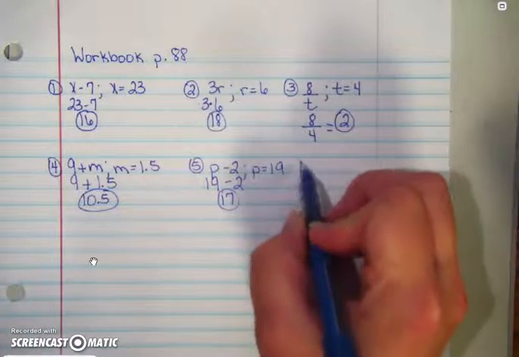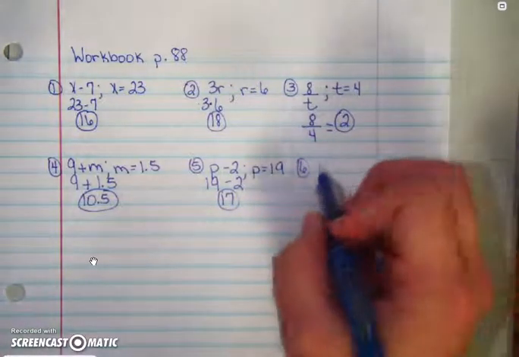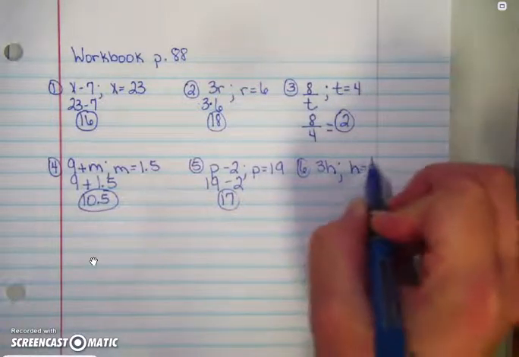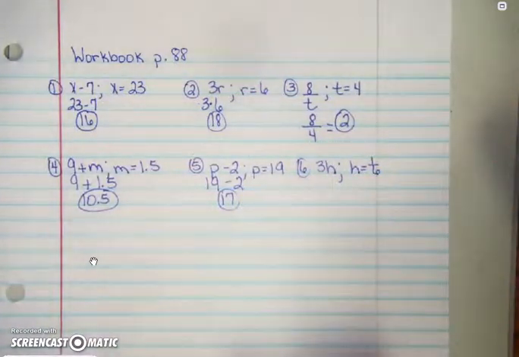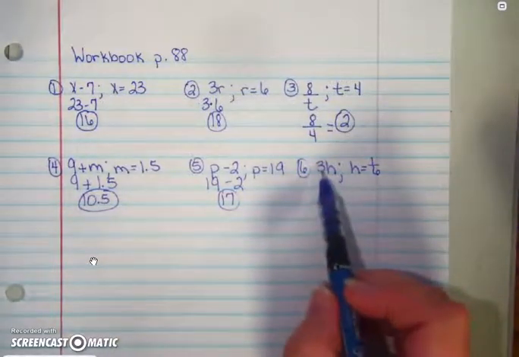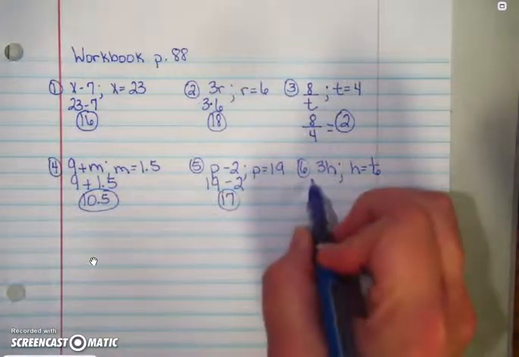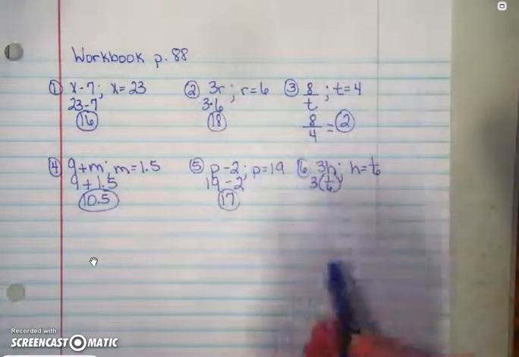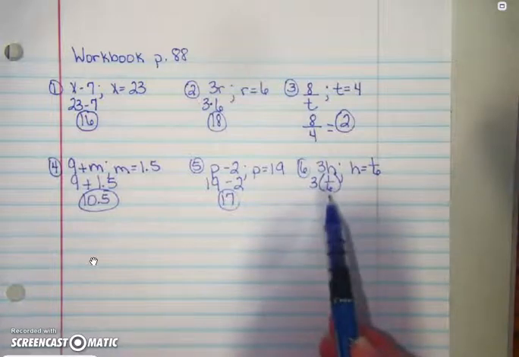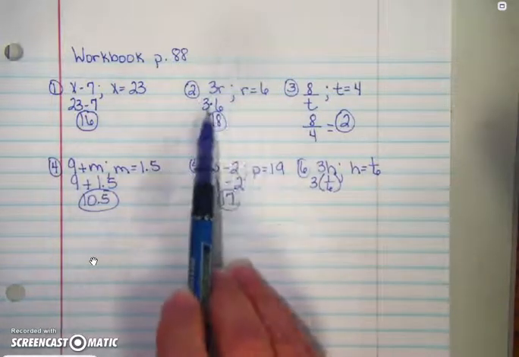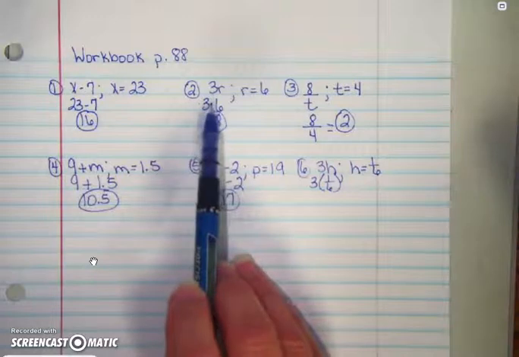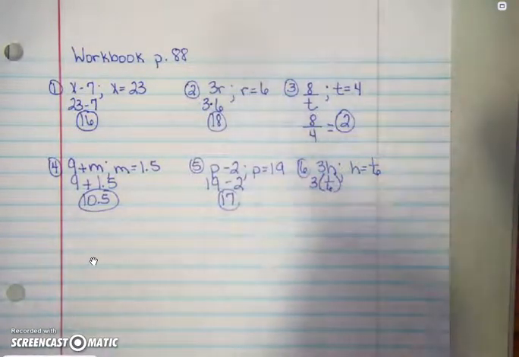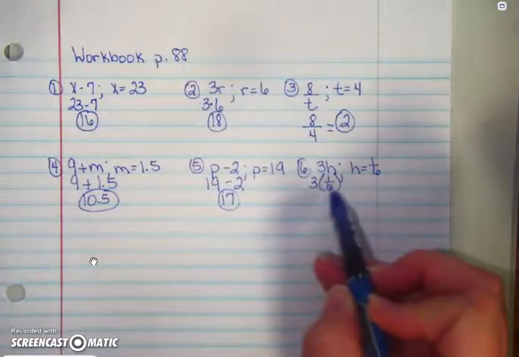Problem number 6. 3h when h equals 1/6. This still means 3 times h, so that would be 3 times 1/6. Notice that I put this in parentheses, and up here I use the multiplication little dot. Both of these mean to multiply. We're going to multiply this.